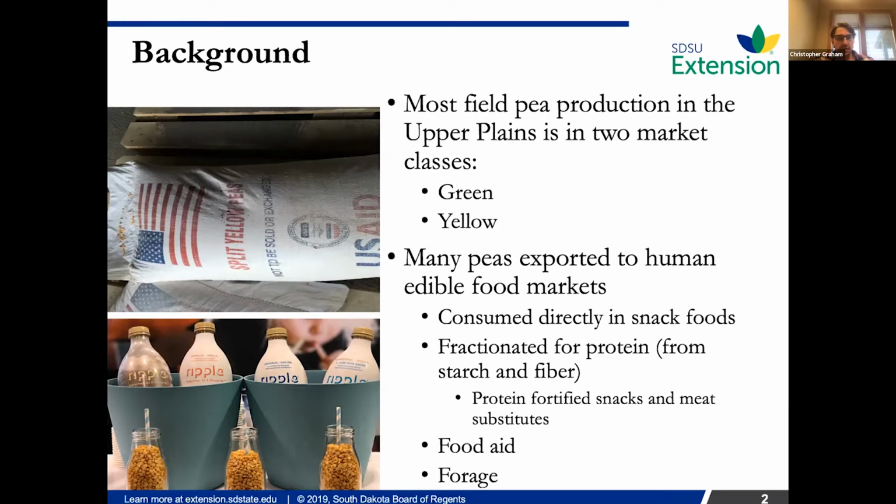This picture in the top left here, I was in Ethiopia a couple years back and walked into this big warehouse, and there were just bags and bags of these split yellow peas that they were distributing for food aid. And we'll talk a little bit more about the split. That's kind of important. That's kind of a secondary market.